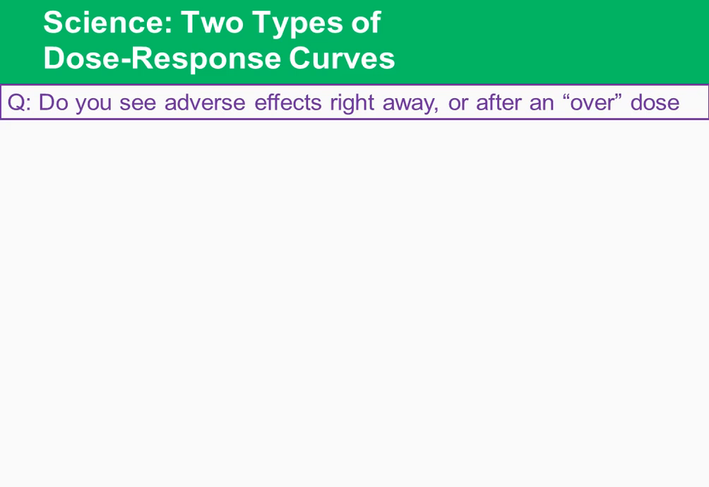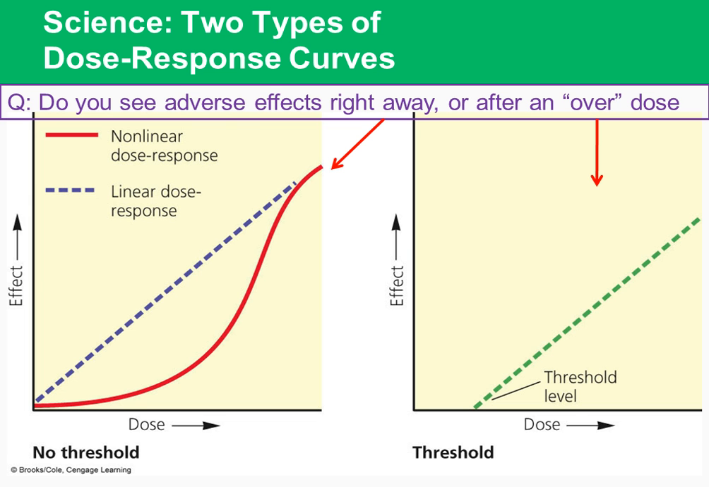Okay, so looking at those 2 types of dose response curves, again, we've got threshold and non-threshold. The question is, do you see adverse effects right away or after an overdose is what we would call it. Because remember, we don't want people to die from taking any of these drugs. We don't want somebody to die taking Advil. We don't want somebody to die because they were prescribed Lipitor. So on our two graphs here, what you'll see right here, this is called a no threshold. You start to see effects right away.